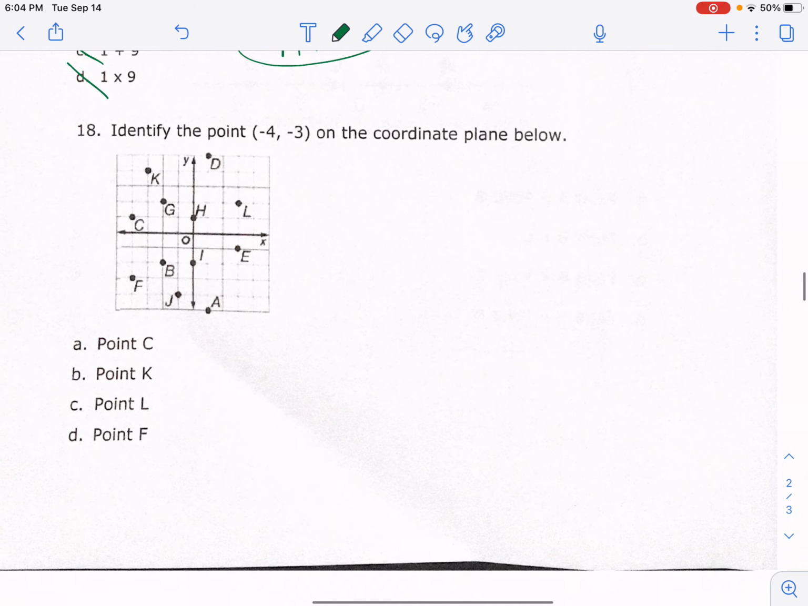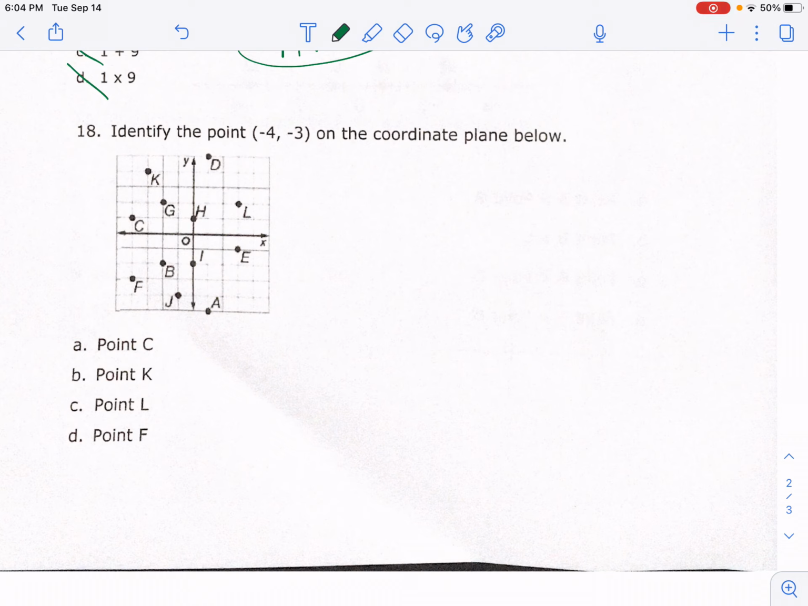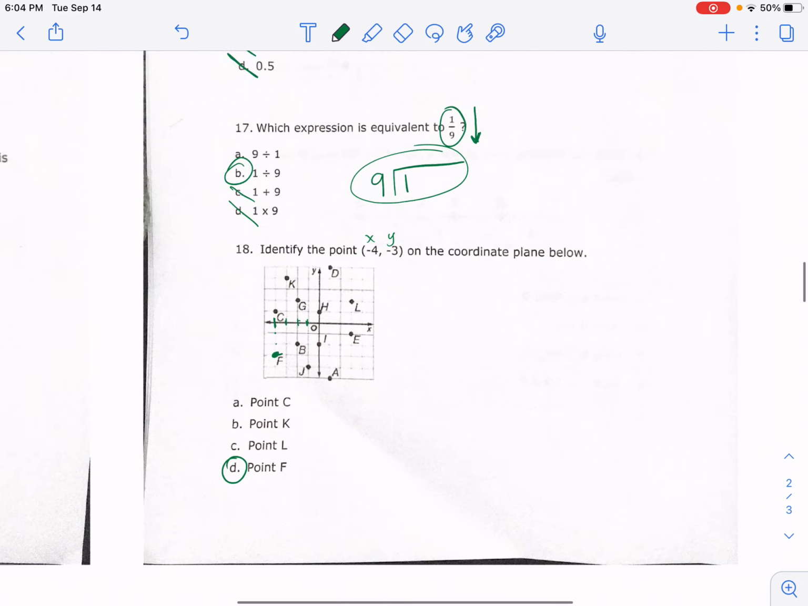Okay, identify the point negative 4, negative 3. So remember, I always do, this is the x value. This is the y. So my x is negative 4. So I'm going to go to 1, 2, 3, 4. Here's where I need to be. And then negative 3 on the y value. So I need to go down to 1, 2, 3. This is negative 3. So it is point F. And that is it.